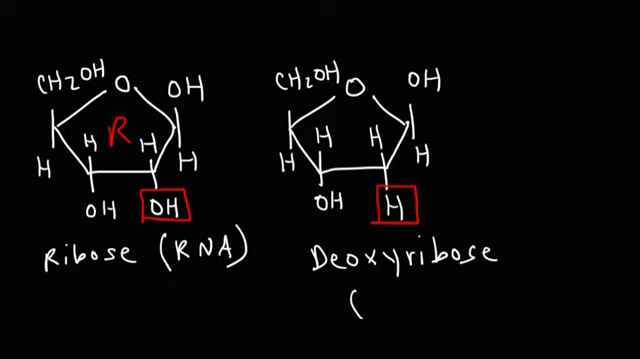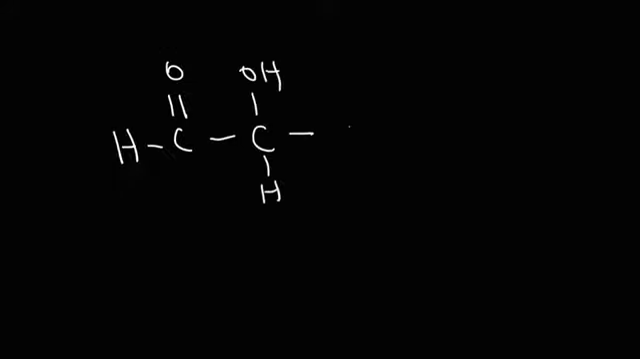Deoxyribose is found in a different nucleic acid called DNA, which stands for deoxyribonucleic acid. So those are 2 other sugars that you want to be familiar with. And the simplest sugar is known as glyceraldehyde. This is a 3-carbon sugar. So that's it for the monosaccharides. So monosaccharides are basically 1 sugar units.